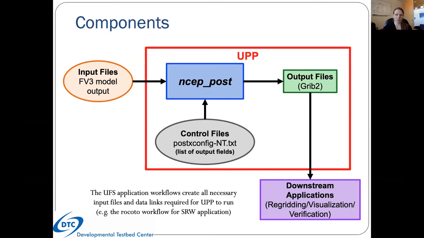So one thing that I'll note is the UFS application workflows do create all the necessary input files and data links that are required for UPP to run. So you don't have to set this up yourself. So for example, in the short range weather application, the Rocoto workflow will link everything appropriately that you need.